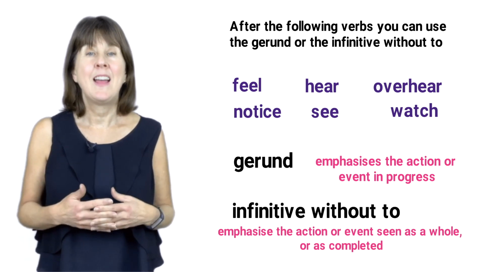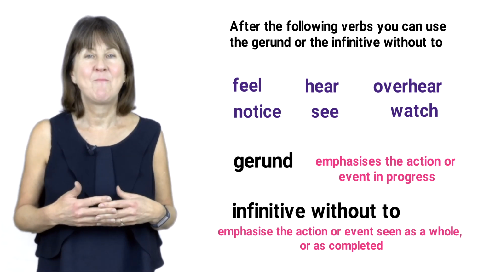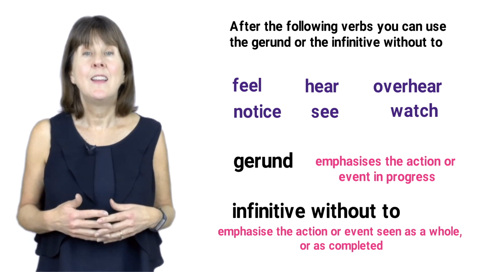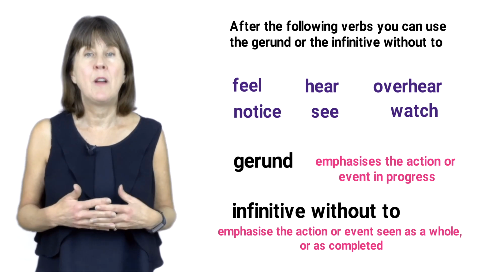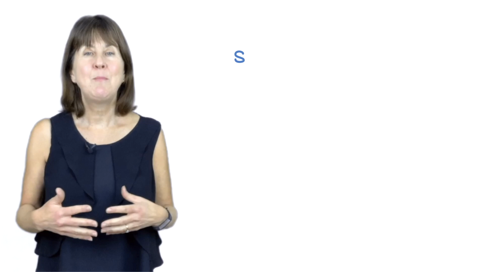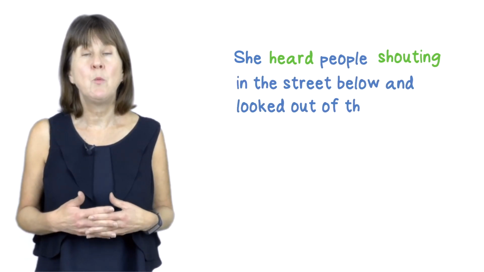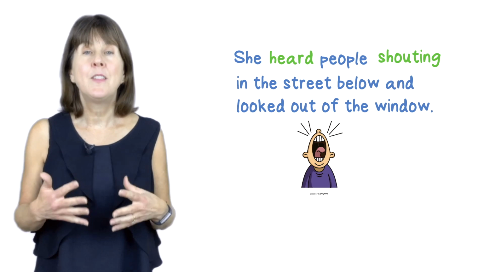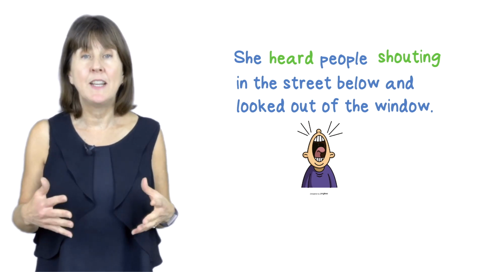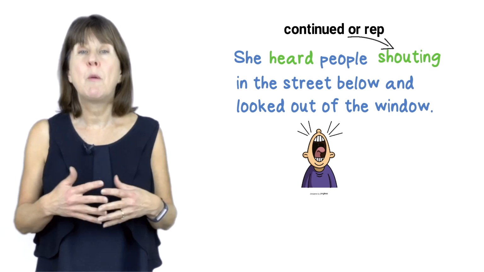So let's compare these two sentences. Firstly, using the gerund, that's the ing form of the verb. She heard people shouting in the street below and looked out of the window. Remember, the gerund emphasizes the shouting, probably continued or repeated.